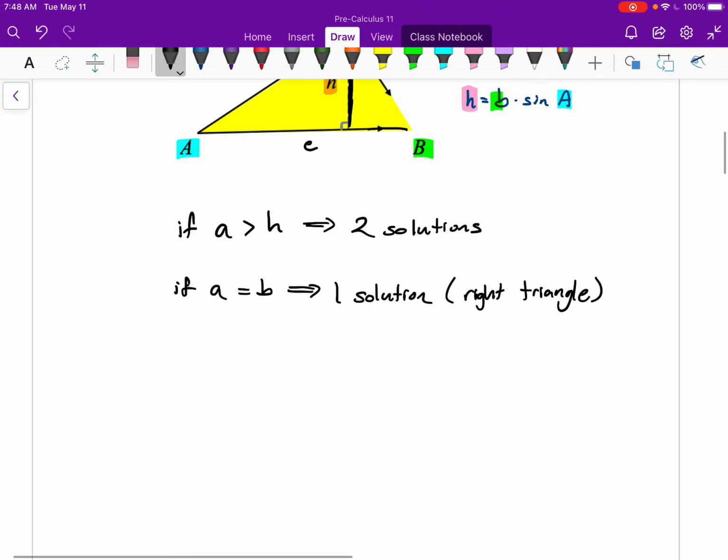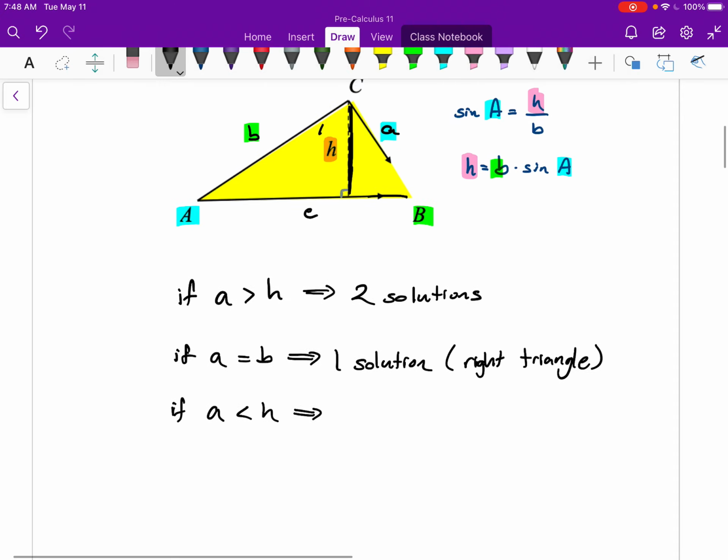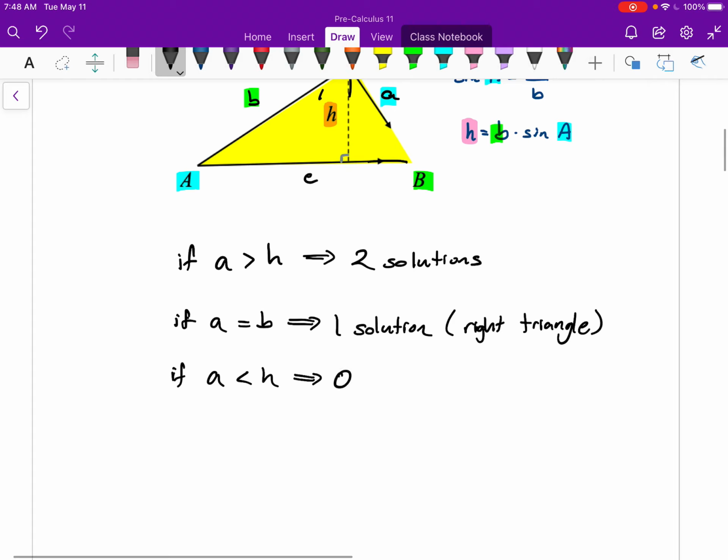And what if a is less than the height? If this side a is less than the height, then we have maybe something like you see here, where it just stops there. I don't care where we swing this, we'll never be able to join it up with the bottom, with side c, which means it's not possible. We say there are zero solutions. You can't make a triangle like that.